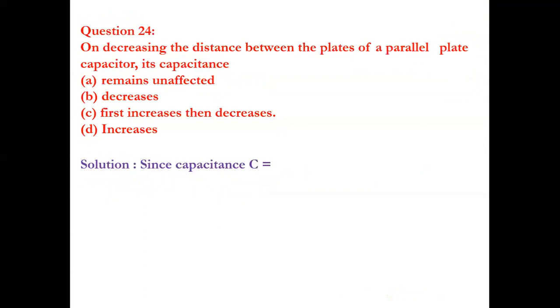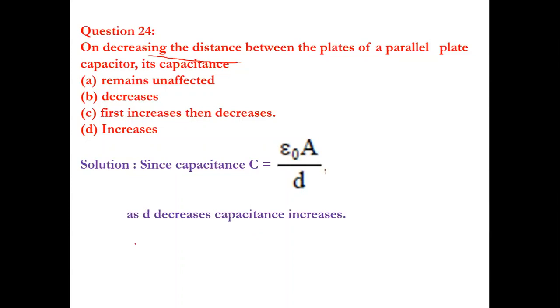Yeah, so read the question. On decreasing the distance between the plates of a parallel plate capacitor, its capacitance. Here also you must be able to tell me the answer. Increases. What is the formula? Decreasing the distance, yes. C equal to epsilon naught A by D. So D is there in the denominator. So yes, as D decreases, capacitance increases.